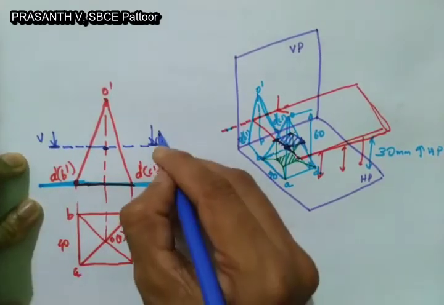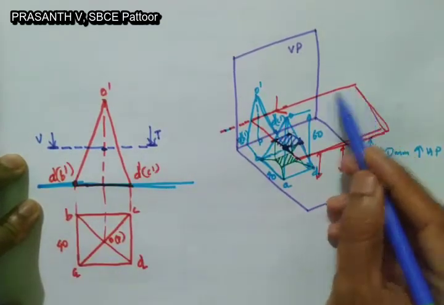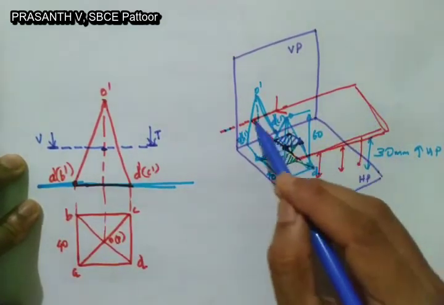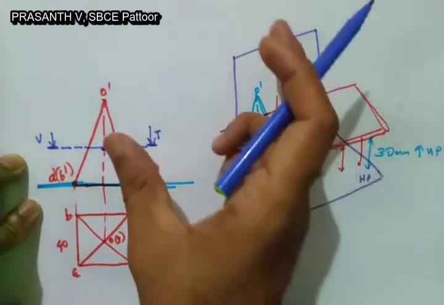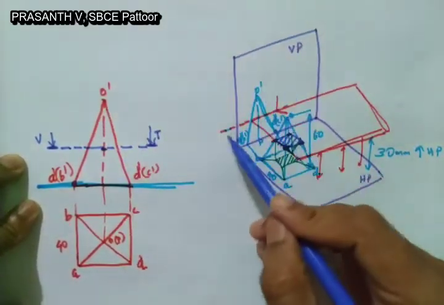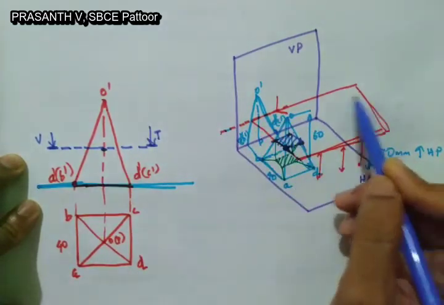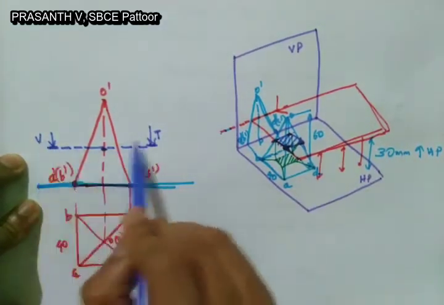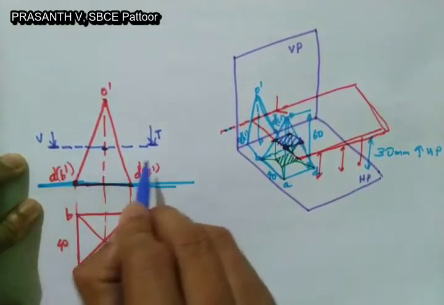You can write VT also, because this line is the vertical trace of the section plane. You see, since the section plane is perpendicular to VP, if I project that section plane towards VP, I will get a horizontal line. This line is actually the vertical trace of the section plane. That's why we are putting this VT. Now, after drawing the section plane, this is a cutting line.